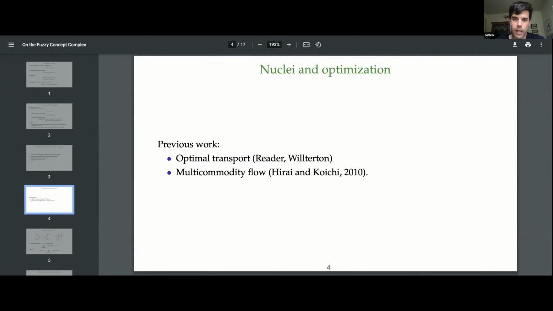So Elise will talk shortly about a formulation of the optimal transport problem developed originally by our mentors Callum and Simon. And now Matt and I will talk some about multi-commodity flow, building on earlier work by Hirai and Koichi.